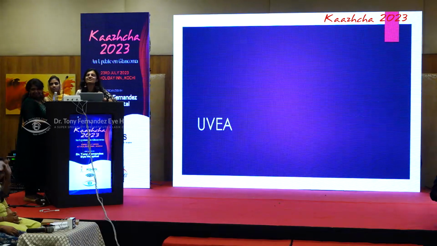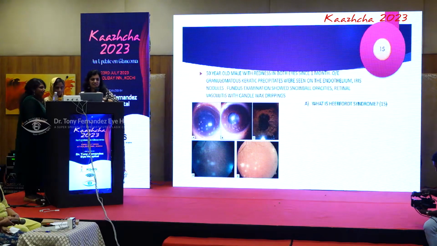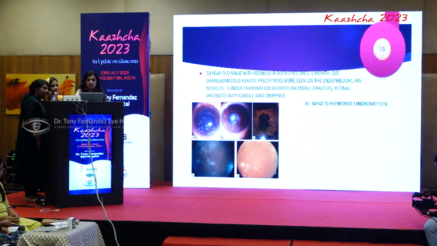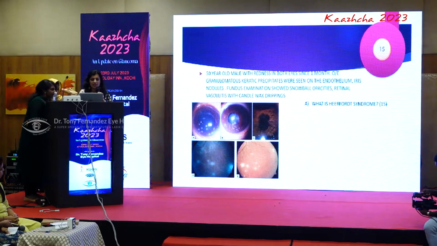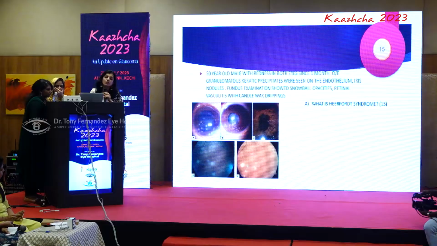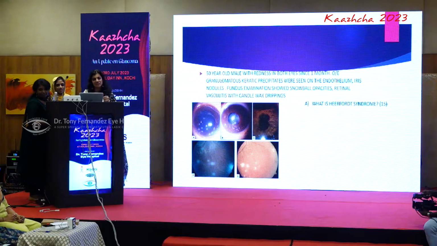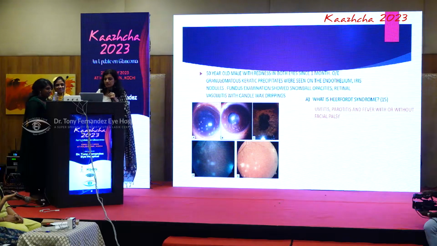Uvea? Team E. Okay. 50-year-old male with redness in both eyes since 1 month. On examination, there is granulomatous keratic precipitates, iris nodules. Fundus examination showed snowball opacities, retinal vasculitis with candlewax dripping. So this is sarcoid uveitis. What is Heerfordt syndrome? That is a question. There is no negative marking. Okay. It's uveitis, parotitis and fever with or without facial palsy.